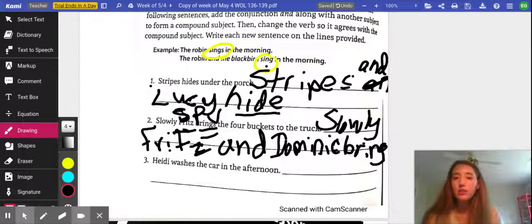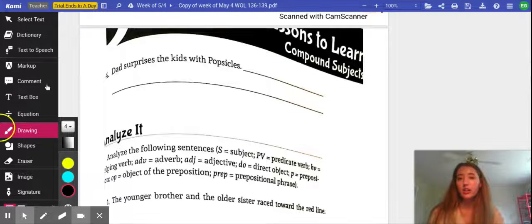Okay, I'll have you do the other ones on your own. We've got Heidi washes the car in the afternoon. Our subject is Heidi. Predicate verb is washes, so add another subject to that one. And then Dad surprises the kids with popsicles. Once again, we need to add another subject and then change the predicate verb to go with the subjects.